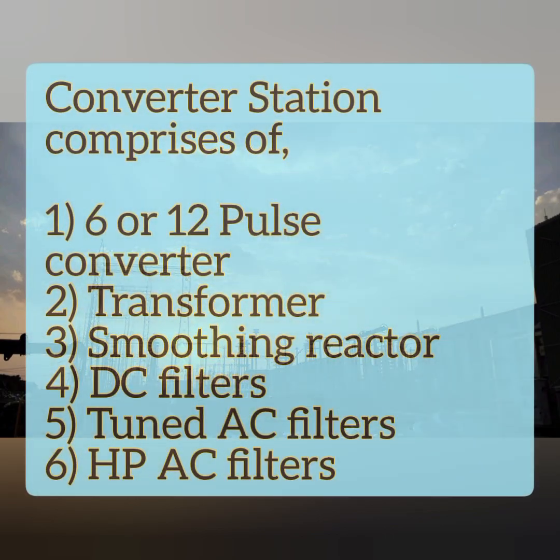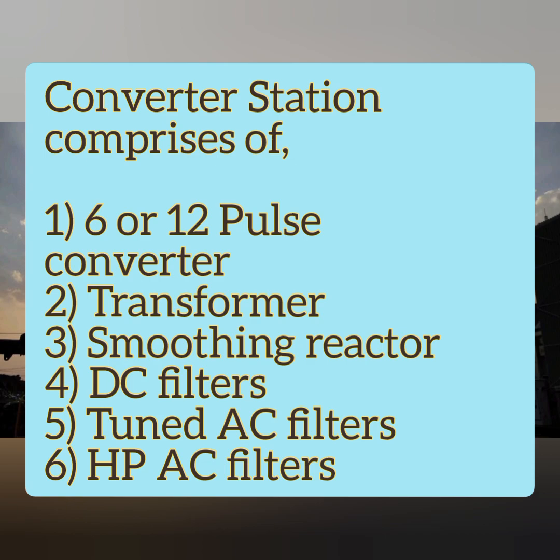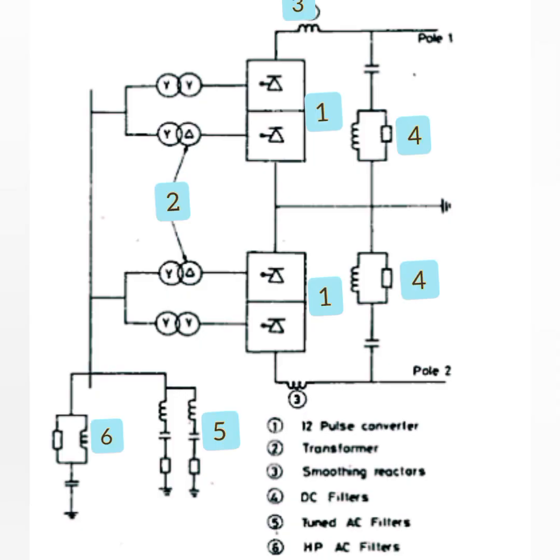So normally a converter comprises 6 pulse converters or 12 pulse converters, then converter transformers, which supply the AC supply to the converters, then smoothing reactors, which are connected in the DC yard after converting AC to DC or DC to AC. Then the DC filter for reducing the harmonics of DC. Then tuned AC filters and HVAC filters in order to supply the reactive power and also reduce the harmonics level of your AC system. So this is your basic overview structure of HVDC stations.